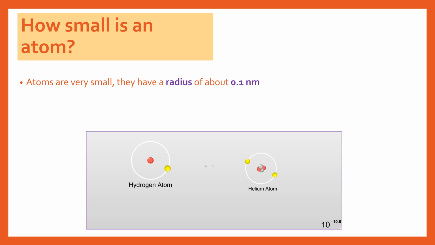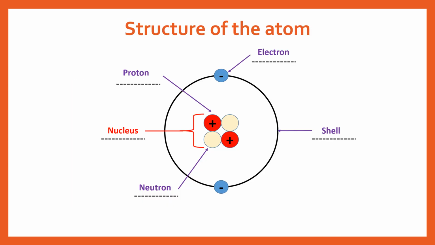So before we start, how small is an atom? Well, an atom is very small. They have a radius of about 0.1 nanometers, which again is highlighted in purple there because it's a key part of the specification. You also need to know that with regards to standard form, so that's 1 times 10 to the minus 10 meters.